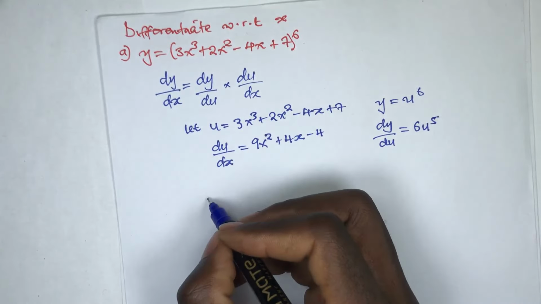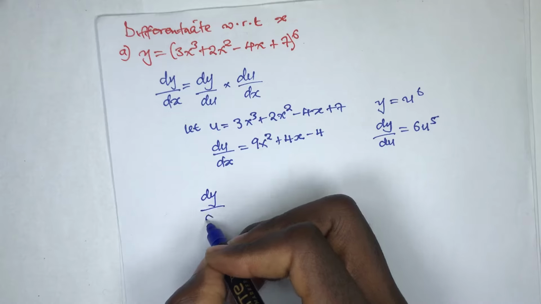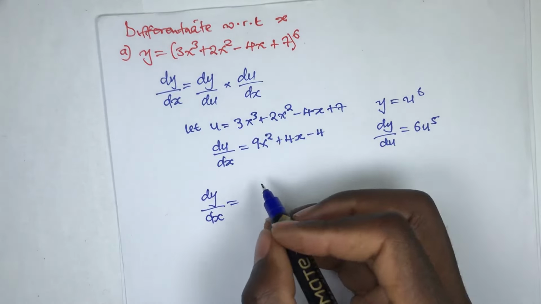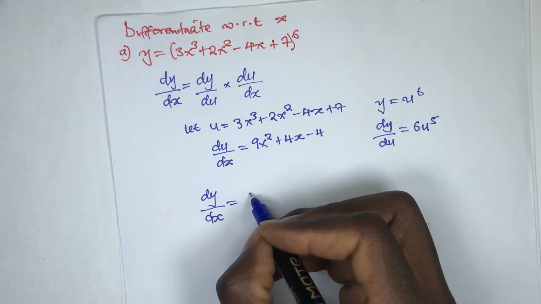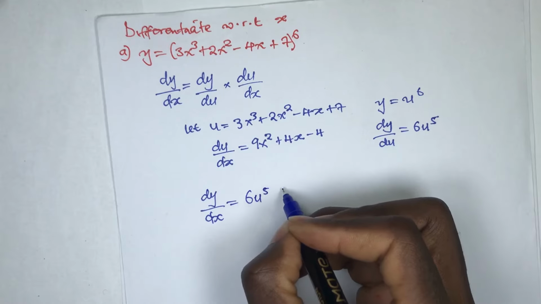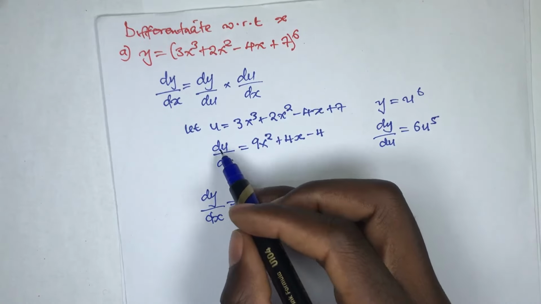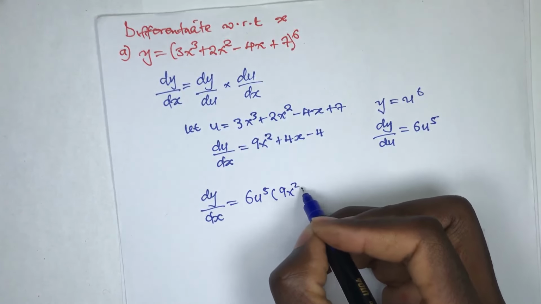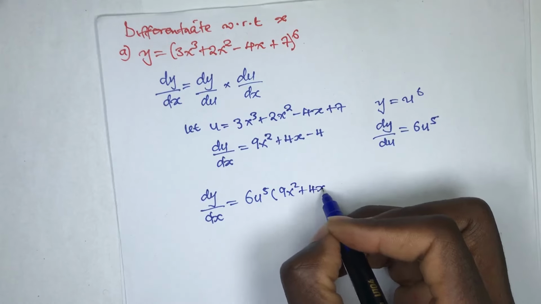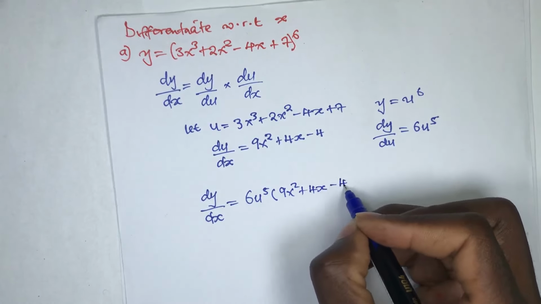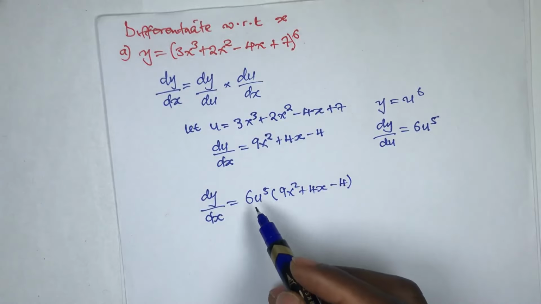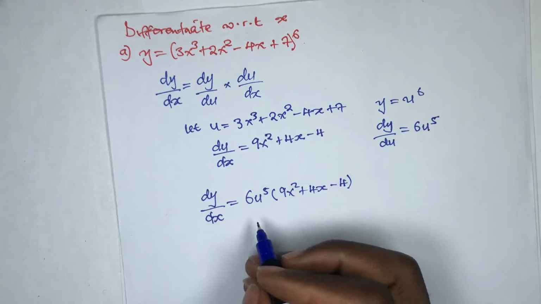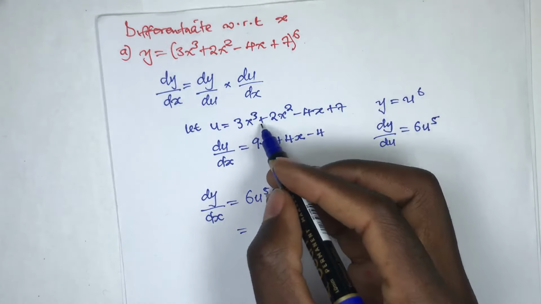So we're saying our dy/dx is equal to dy/du, which is 6u to the power 5, multiplied by du/dx, which is this function here, 9x squared plus 4x minus 4, like this. Now you notice we have our u here, which is equal to this. So we're just going to make the substitution: where there's u, we're going to put this function that we have.